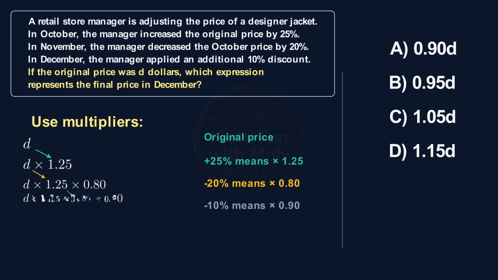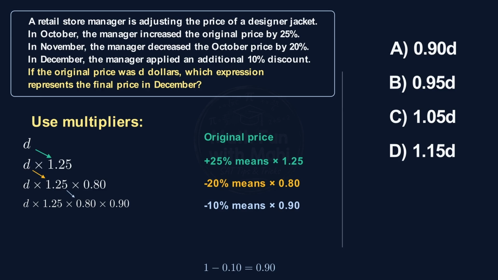In December, finally, we apply one more 10% discount. Now 1 minus 0.1 leaves us with 0.9. Now we have our full chain of multipliers. Now look at the string of numbers we built. D times 1.25 times 0.8 times 0.9.